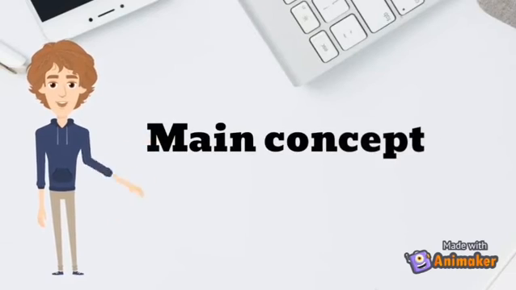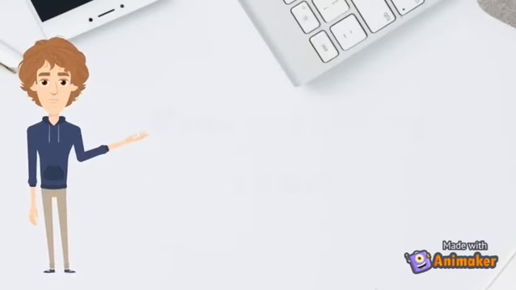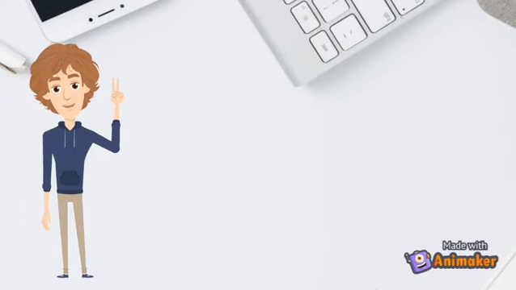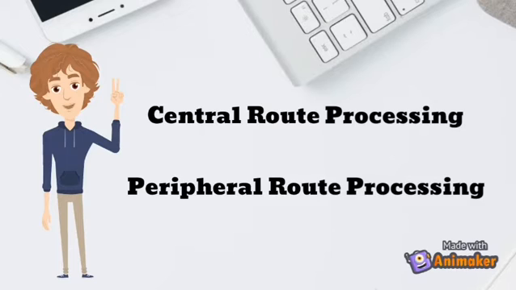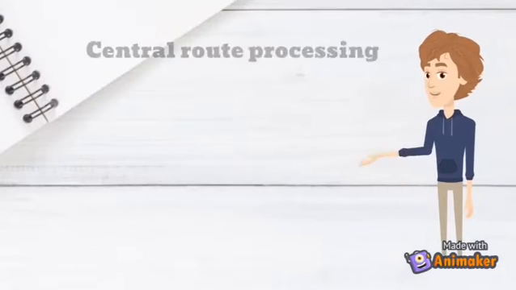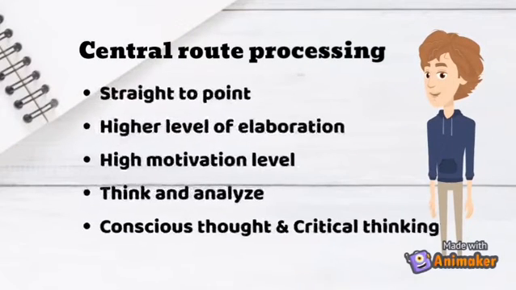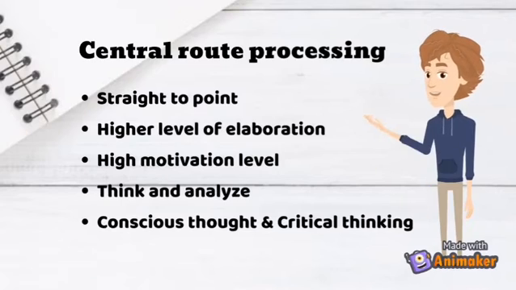The main concept in ELM is the processing route. There are two types of route processing: central route processing and peripheral route processing. Central route processing involves a higher level of elaboration of the message as well as a higher motivation level. Thus, the receivers are more likely to analyze the messages and information from every possible angle with conscious thought and critical thinking, and only then make the right decision. As a result of the central route, attitudes and beliefs can be developed which are usually long-lasting.